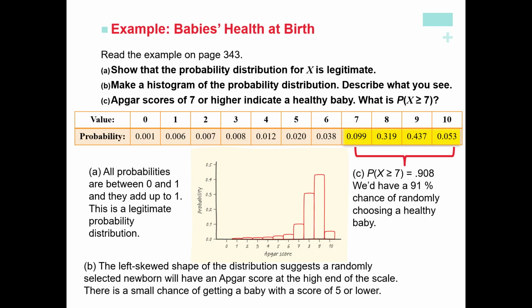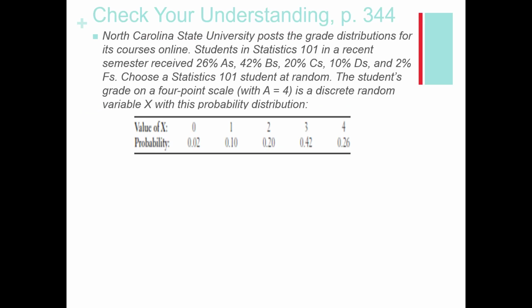Okay? So again, when the event encompasses multiple outcomes, just add together the probabilities of each of those outcomes. That's all we did there, added together those probabilities.